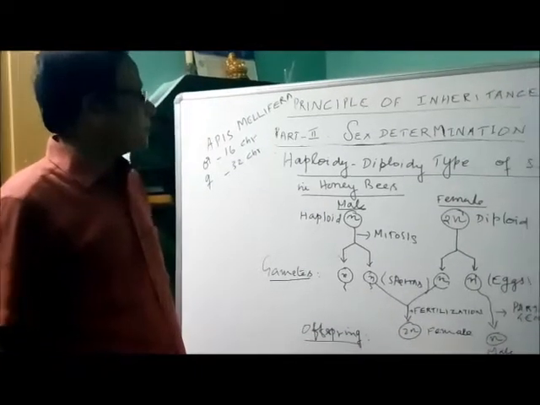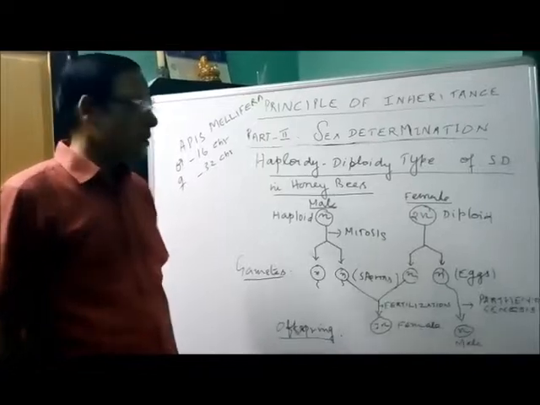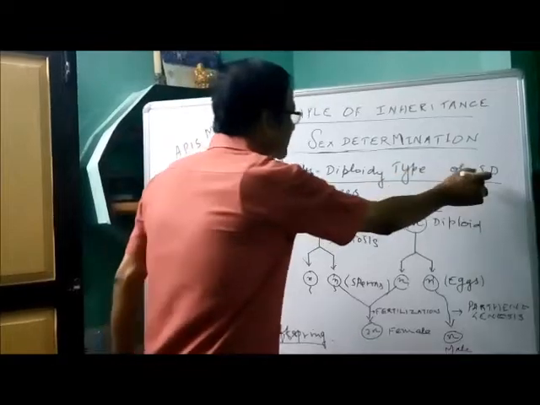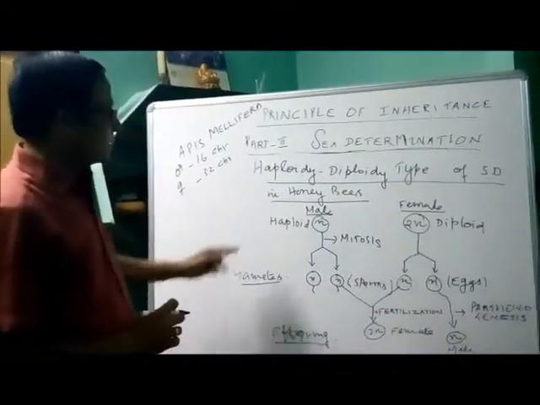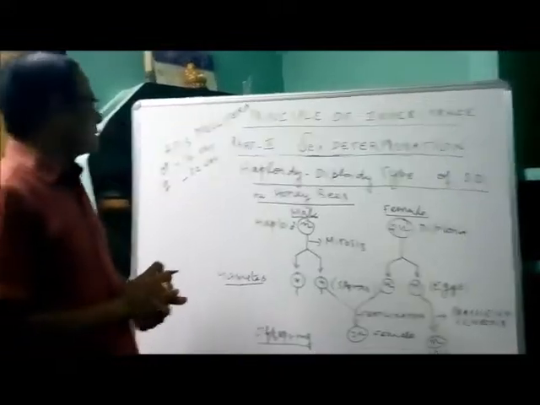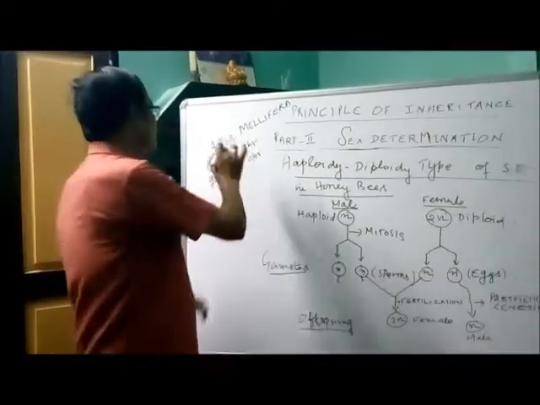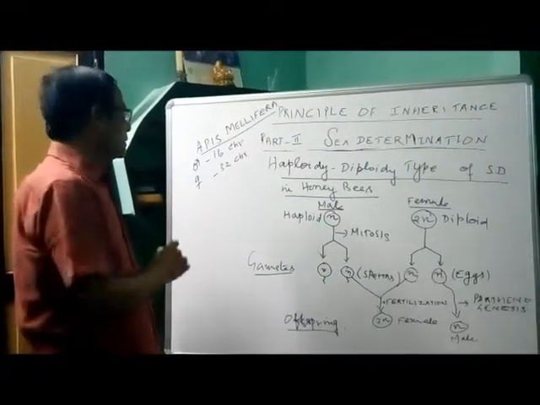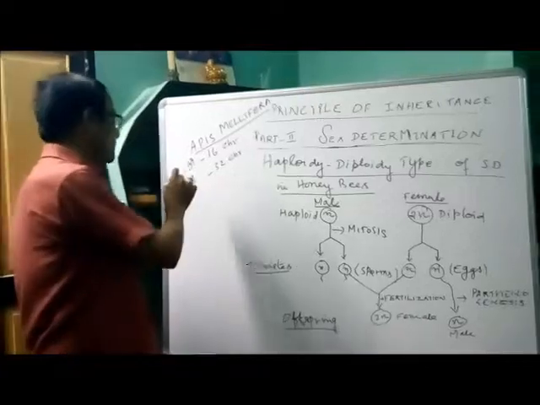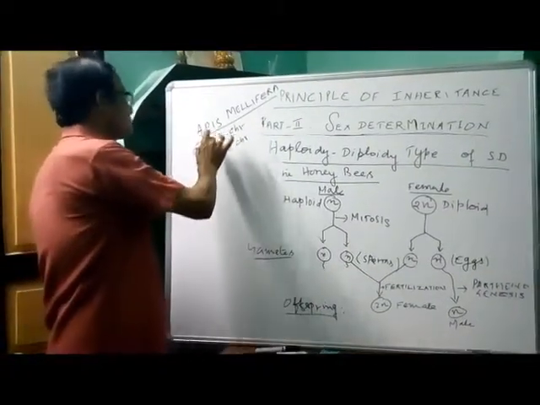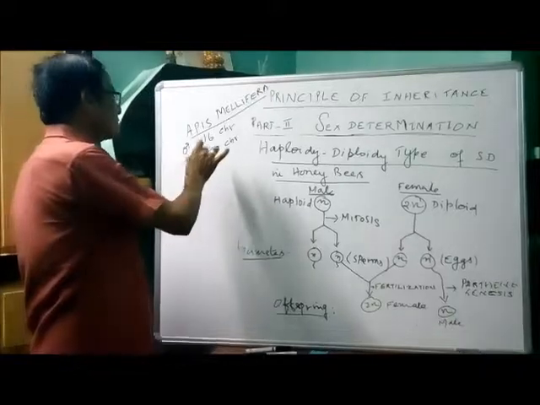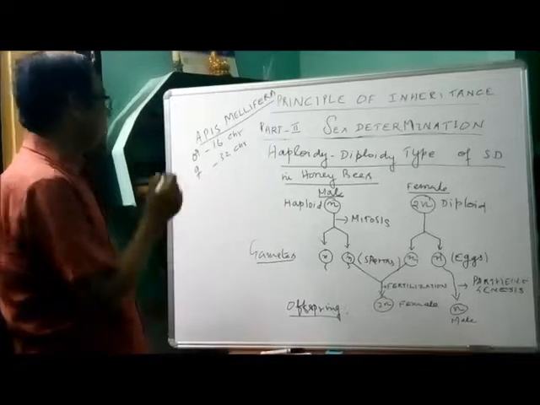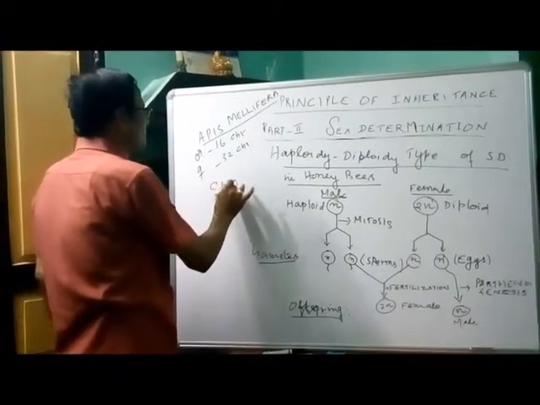Let's talk about another method of sex determination seen in some insects, what is called the haploidy-diploidy type of sex determination. It is observed in honeybees, for example the species Apis mellifera, where the males are haploid and the females are diploid. The males have 16 chromosomes and the females have 32 chromosomes, indicating haploid and diploid numbers. This was first observed by Charles Bonnet.